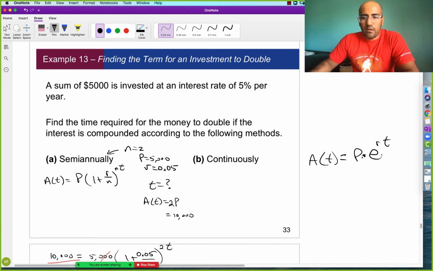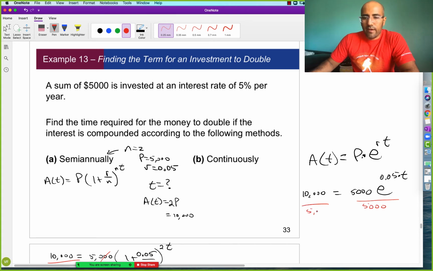We know r, we know P. We're looking for t. And we know that it doubles, so this will turn into 10,000. The investment doubles, and P is still 5,000. e is a constant to the power of 0.05 times t. Divide both sides by 5,000. These cancel, and we get 2 equals e to the 0.05t.